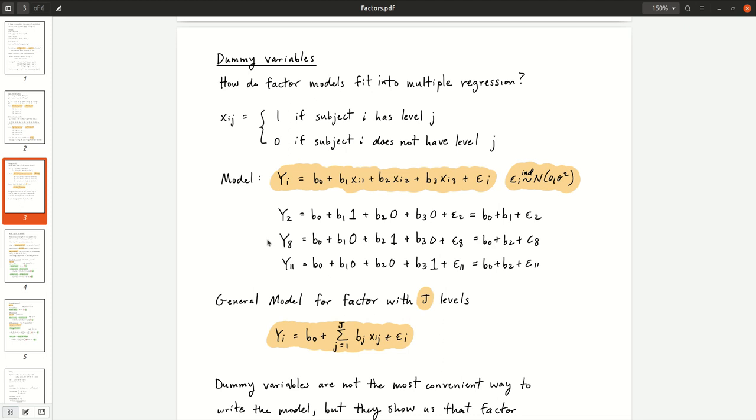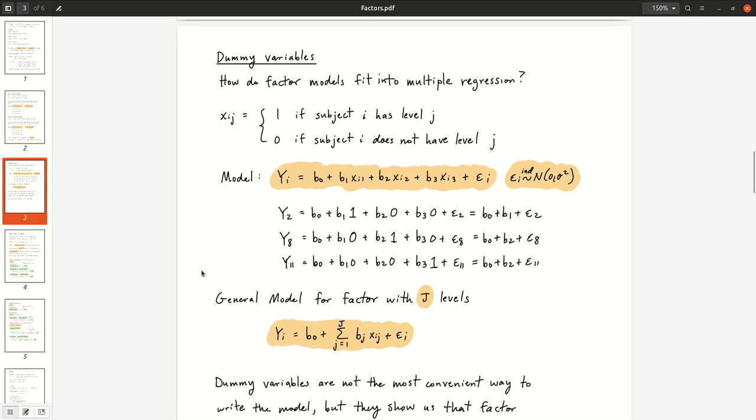Now let's do number 8. Remember the 8th subject got drug A, so level 2 of the factor. It did not get level 1, so you get a 0. It did get level 2, so you get a 1 for x_82. And it did not get level 3, so you get a 0 for x_83. So this becomes b0 plus b2 plus epsilon_8. And then the 11th subject got drug B, which is the third level of the factor. So you get a 0 here, a 0 here, but a 1 for the dummy variable for the third level of the factor. And so this becomes, I have a typo here, this should be b0 plus b3 plus epsilon_11. I'll fix that typo: b0 plus b3 plus epsilon_11.